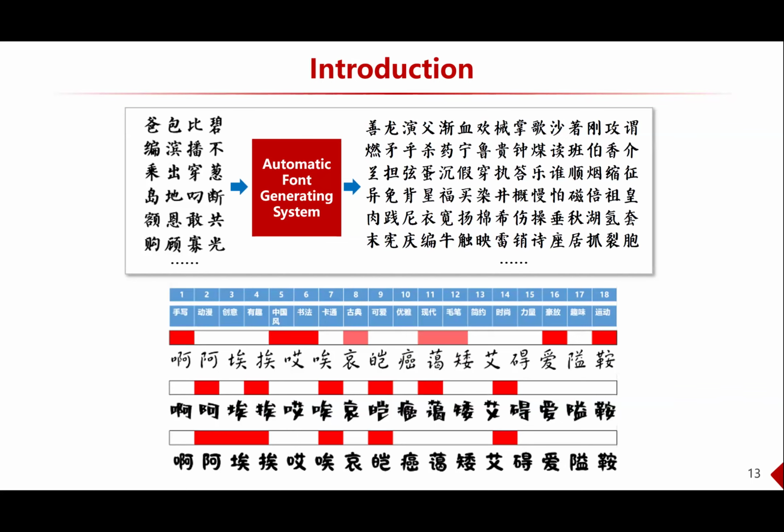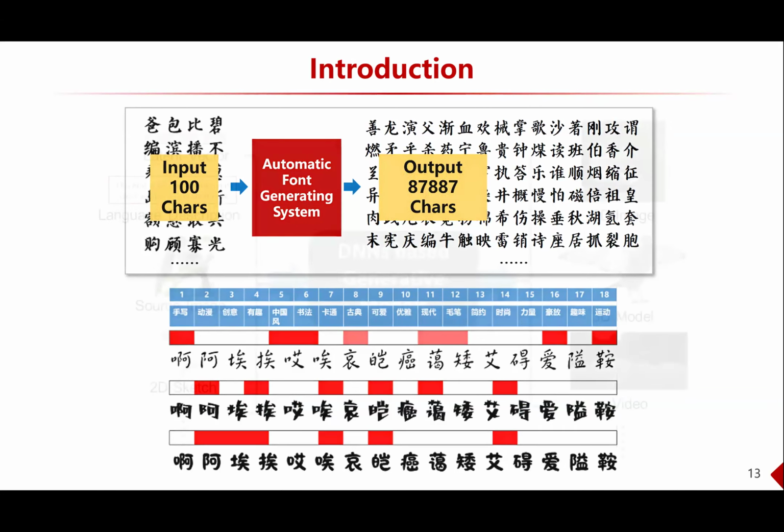For example, feeding 100 characters written by a Chinese calligrapher, he obviously cannot write other characters he hasn't written before, right? But using our system, we will be able to automatically synthesize the glyphs in the calligraphic writing style for all these Chinese characters. Furthermore, we expect that the system can also be used to flexibly edit fonts by modifying their font attributes.